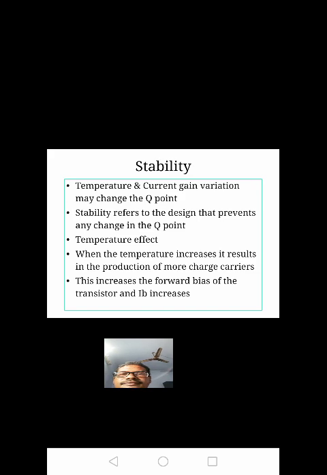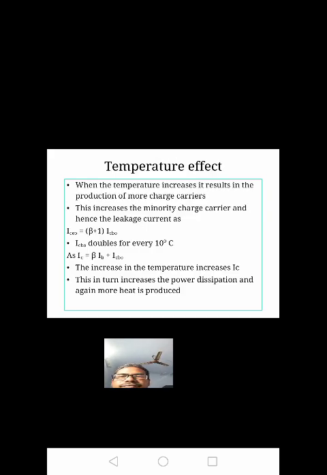Stability. The next point is that temperature and current gain variation may change the Q point. Temperature and current gain vary the Q point value, that is nothing but the stable point. Stability refers to the design that prevents any change in the Q point. Temperature effect: when the temperature increases, it results in the production of more charge carriers. This increases the forward bias of the transistor and the IB value increases.